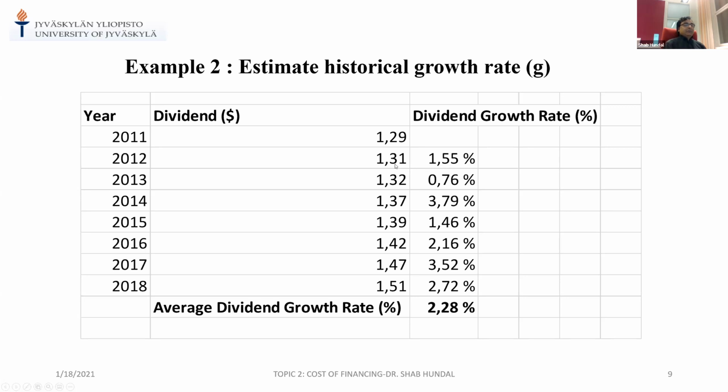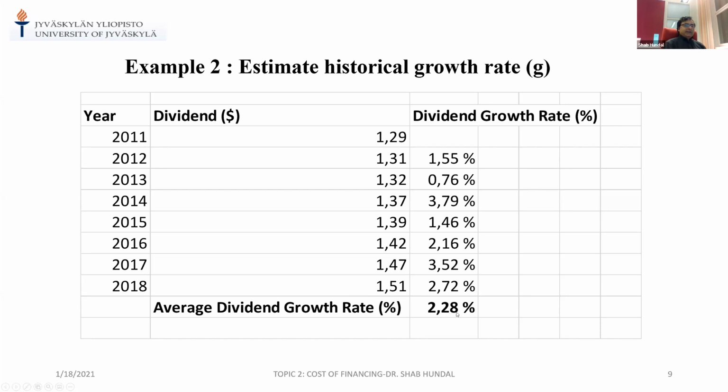The way you can calculate it in Excel is, you put the sign of equality and put the brackets, the current dividend 1.31 minus the previous dividend 1.29, the bracket closes, divide by the previous dividend, and that would come out to be 1.55. And if you drag it down, you can calculate the dividend growth rate for all the years given in this study period. And then from there, you can calculate the average dividend growth rate.